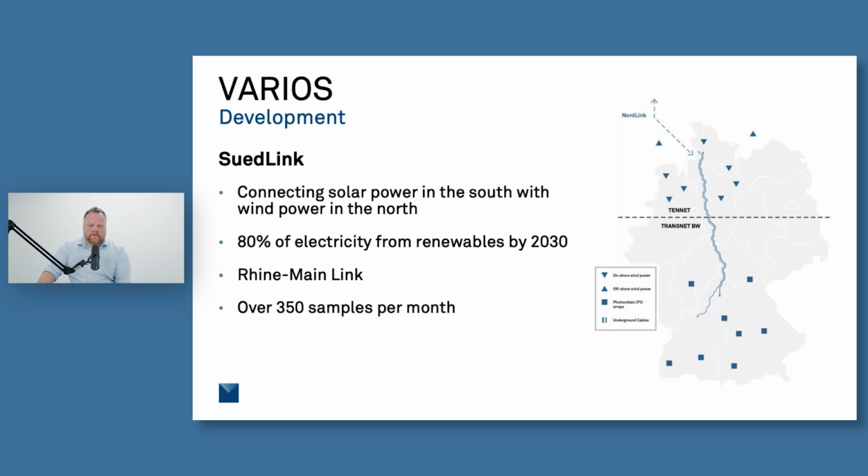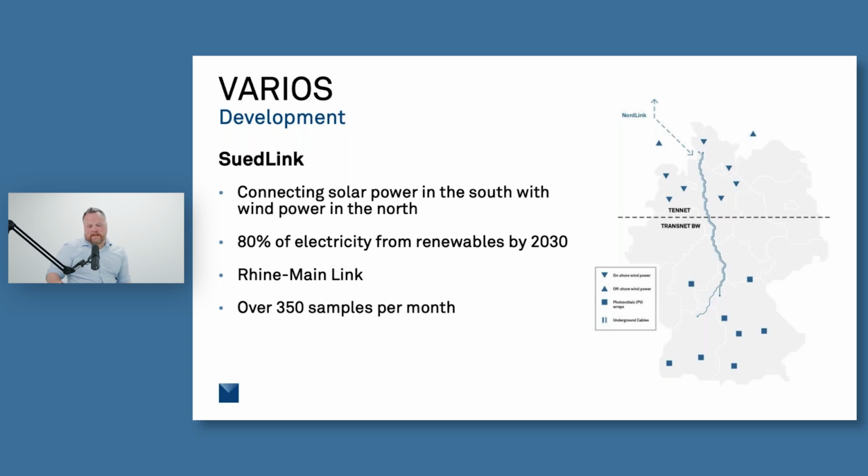You can see the triangles on this map here are the major wind farm locations in Germany at the time this project was started, which was in 2020. And then the squares on the bottom are the major solar farm locations. The first project of this effort was called Südlink, which was meant to link the energy production from the northern part of Germany to the energy production in the southern part of Germany, and then also infrastructure to get that to customers, to people.